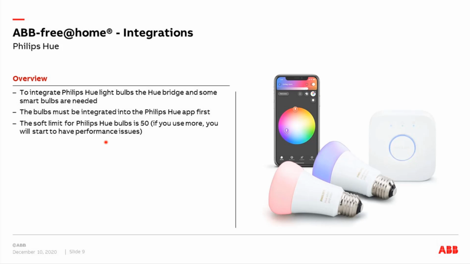In the Philips Hue app, we can control roughly 50 devices. There is no real hard limit, but from some user reports, the soft limit more or less is around 50 devices for Philips Hue. If you use more, you will maybe get performance issues. So here we always recommend not to use more than 50 devices. But 50 is, I think, quite a good number.